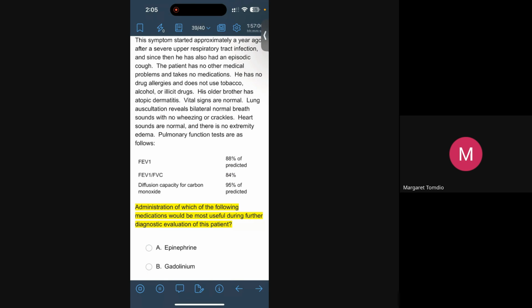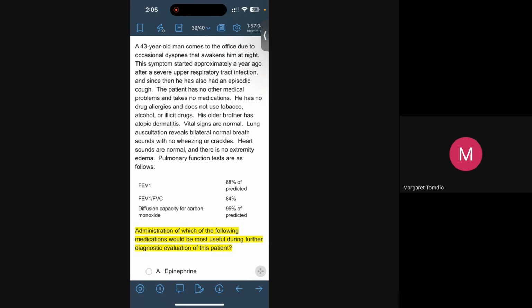Okay, so the diagnosis here. Occasional dyspnea that wakes him at night, 43 years of age. Occasional dyspnea. Okay, so that means it does not happen every day. A severe upper respiratory tract infection, since then he also has an episodic cough.